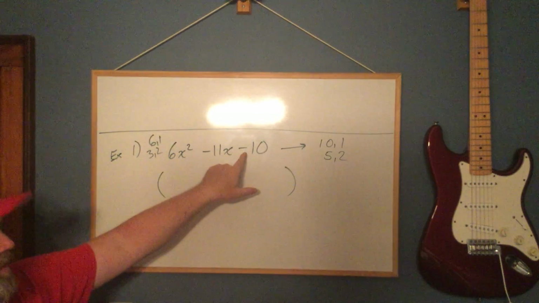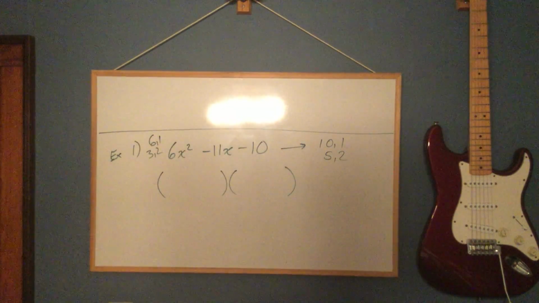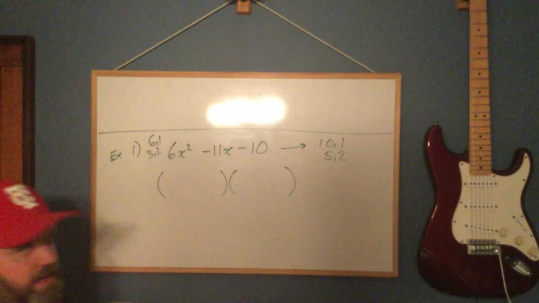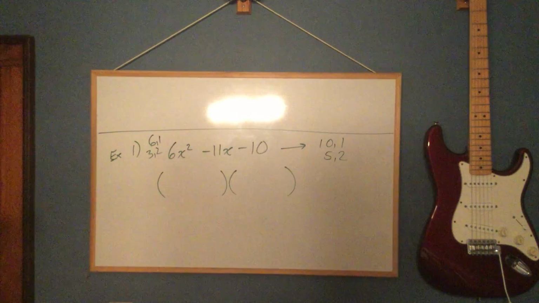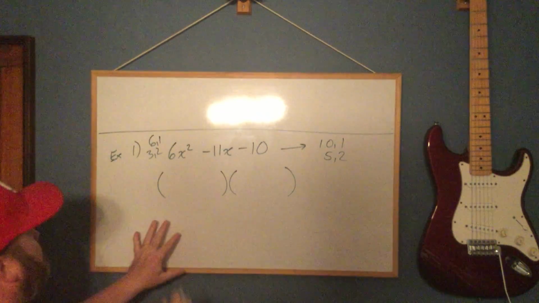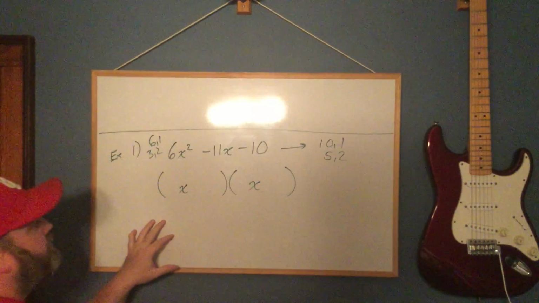That's negative. So that tells me different signs, just like it did in the last section. However, I can't just blindly put a plus and a minus yet. I have to actually figure that out last. And then we'll get into why that is. Okay. So I'm going to go ahead and just put my x's. I don't know what my coefficients are yet.